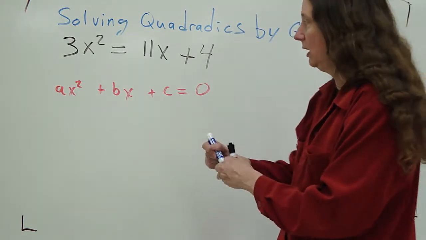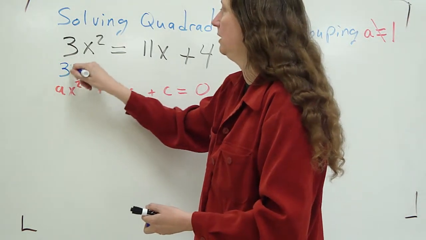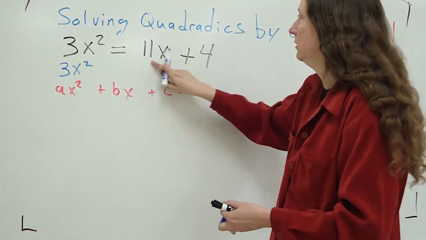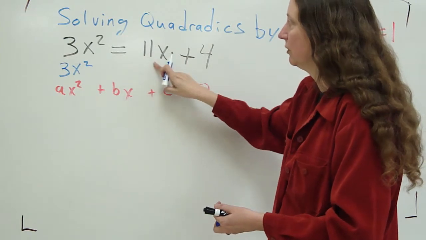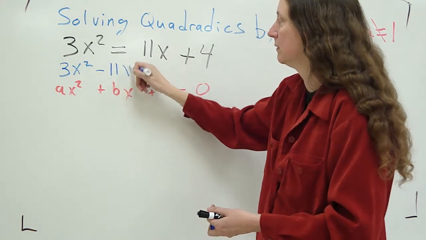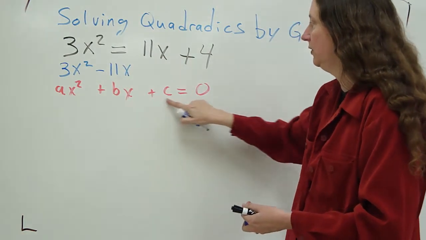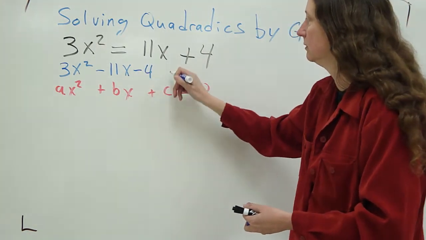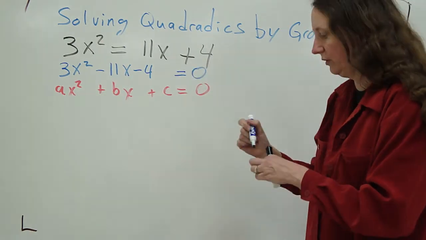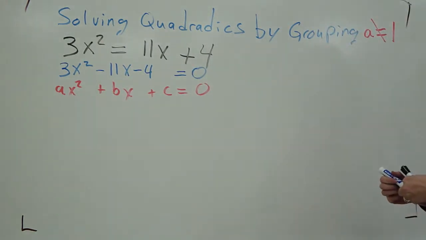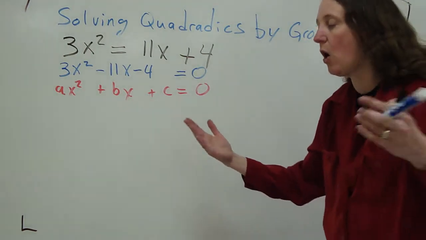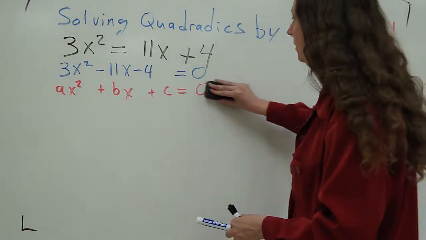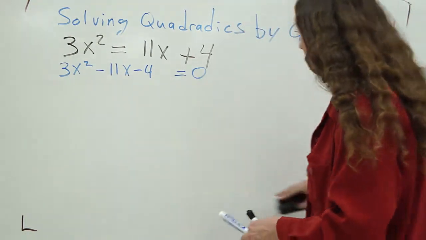So I am going to say 3x squared plus bx, well, in order to get this over I have to subtract it, plus c. To get this over I have to subtract it, equals 0. Now I can start factoring and solving.